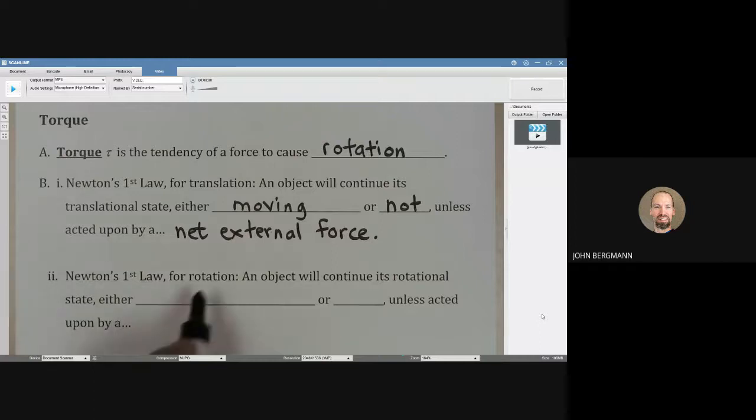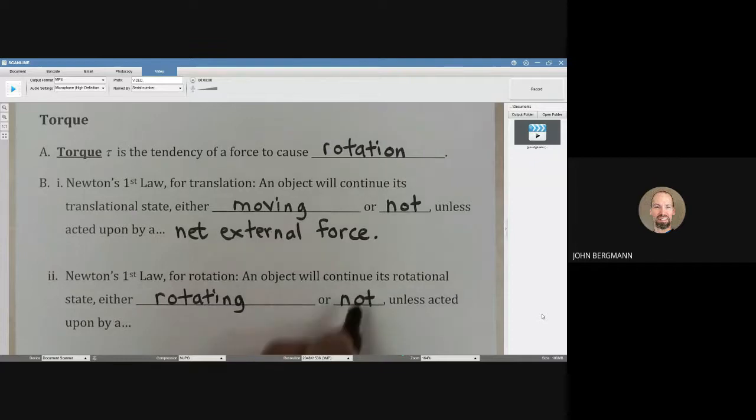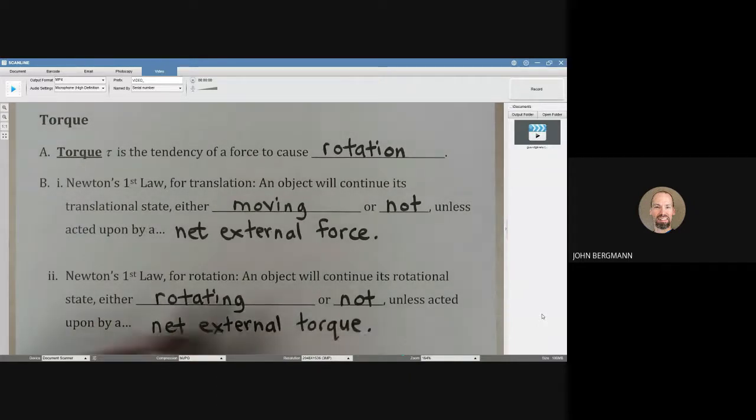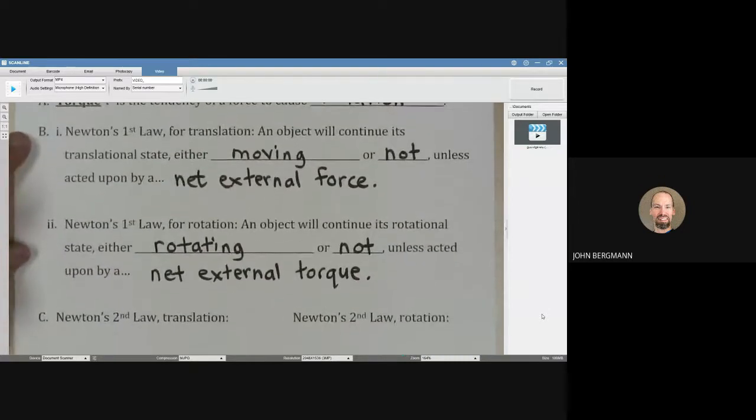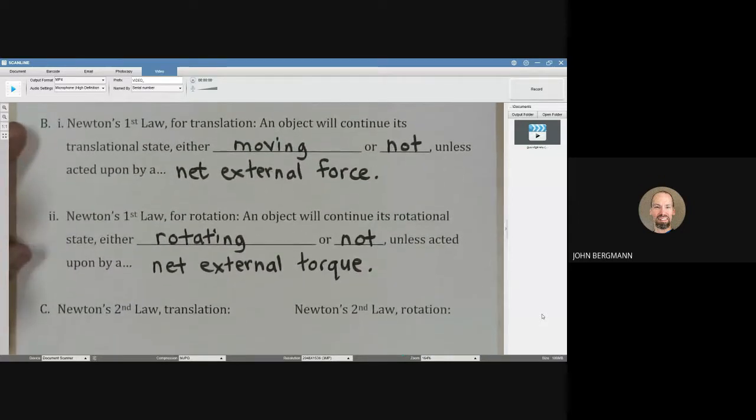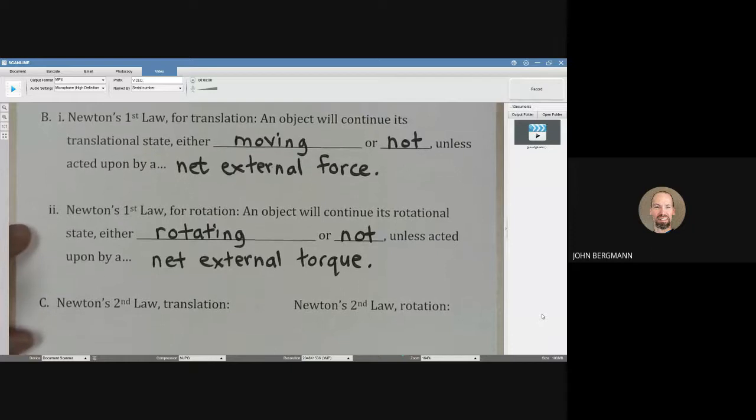Newton's first law for rotation: an object will continue its rotational state, either rotating or not, unless acted upon by a net external torque. So this is going to be another example of some pretty neat connections between translational motion and rotational motion.